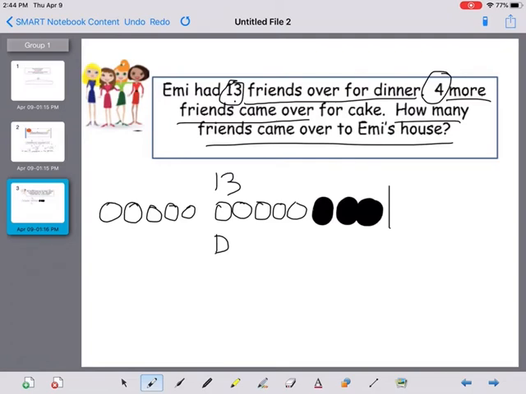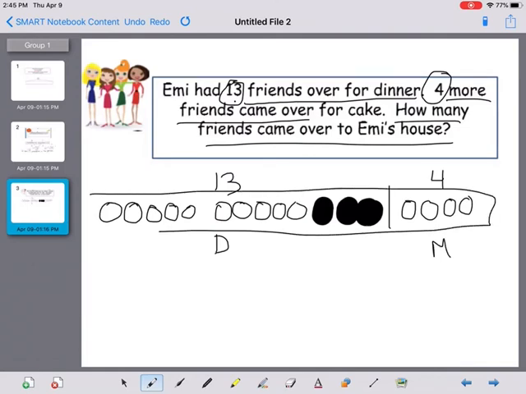4 more friends came over. This part is going to be 4 more. Same color, okay, light colored counters. You want to do the darker ones when you have a teen number, 10 and some more. So you can see that there's 13 here. Remember to label, this is a 4. I would put M for more. Remember your next step would be to box it.